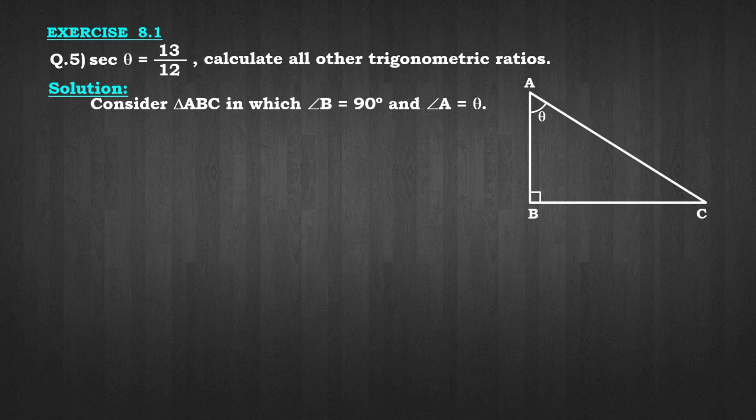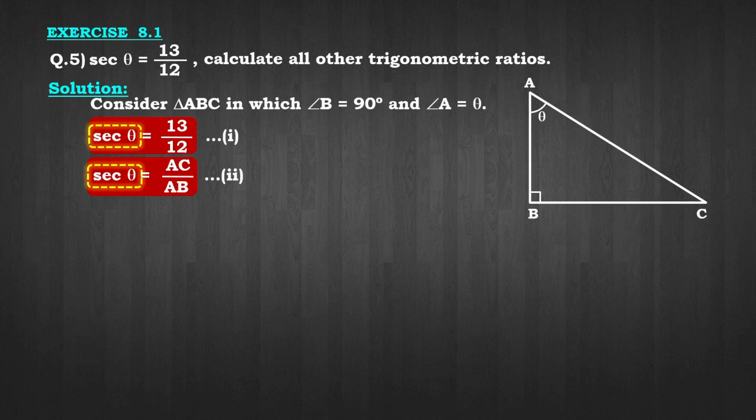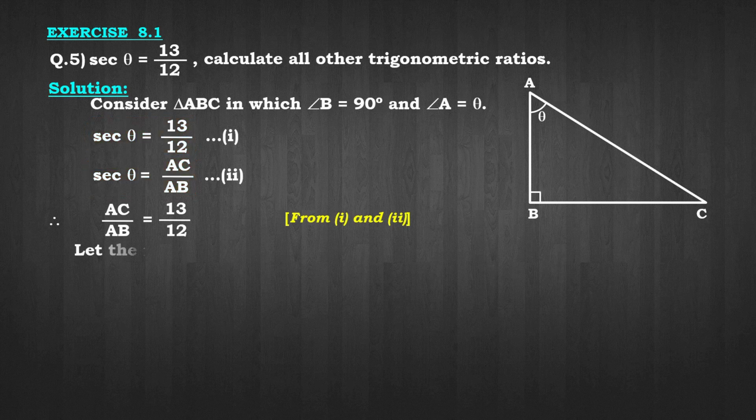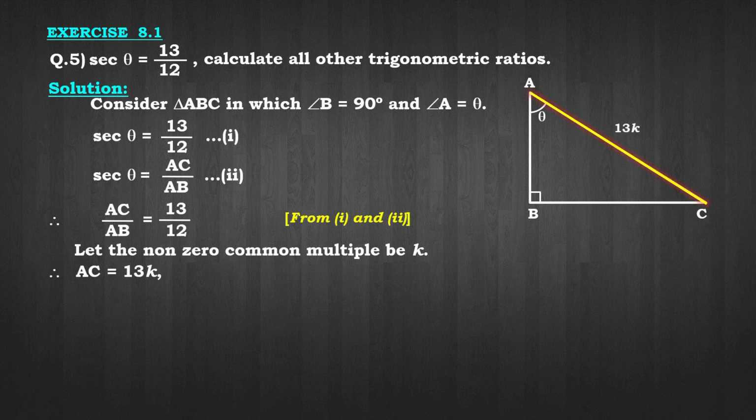By definition, secant theta is the ratio of the hypotenuse to the adjacent side. So, secant theta can be written as the ratio of side AC to side AB. We are given that this ratio is 13 by 12. This means the ratio of AC to AB is 13 is to 12. To simplify calculations, let us take a common multiple. Let AC be equal to 13K and AB be equal to 12K, where K is a positive number.